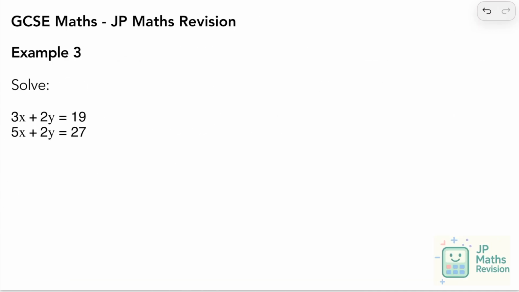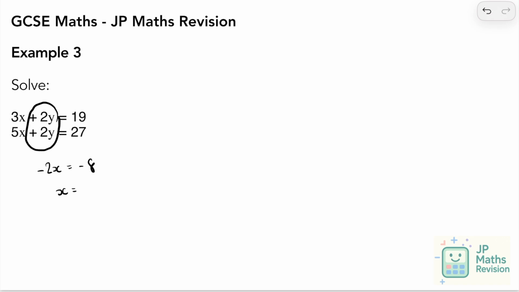Here's a third example. We need to solve 3x plus 2y equals 19 and 5x plus 2y equals 27. Step one, identify the term that's the same in both equations. In this case, we can see that both equations have a plus 2y. Then we use the rule same sign subtract. In this case, they're both plus 2y, so they're the same sign. We're therefore going to subtract. If we subtract the whole of the equations from each other, we have 3x minus 5x, so that's minus 2x. And then 19 minus 27, that's minus 8.